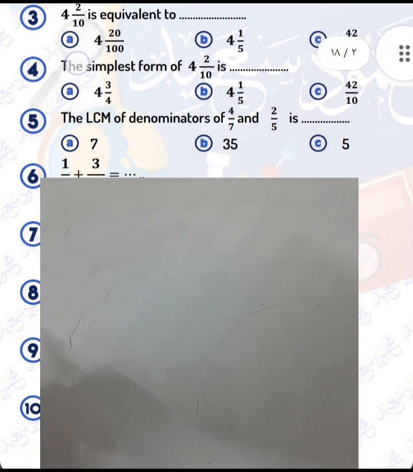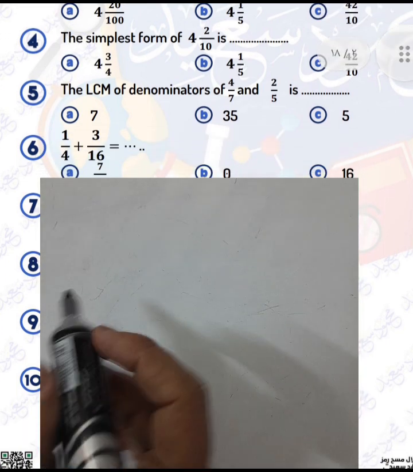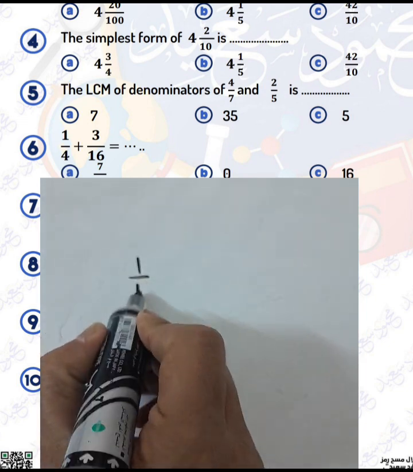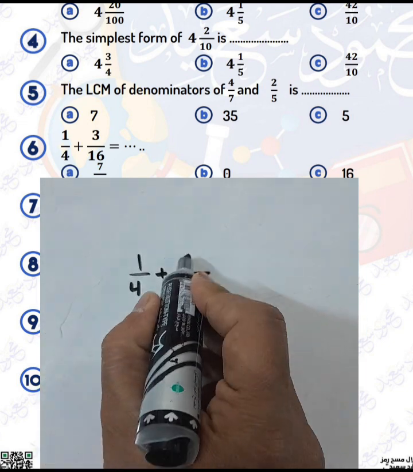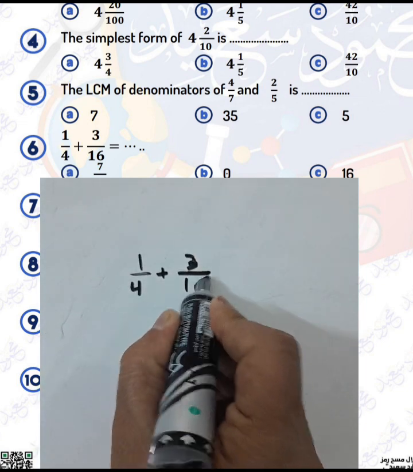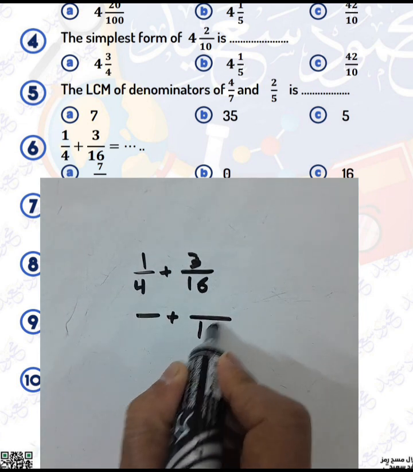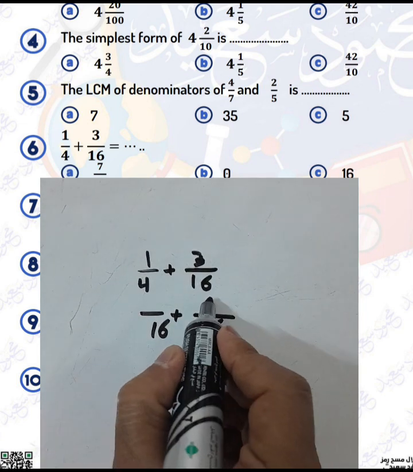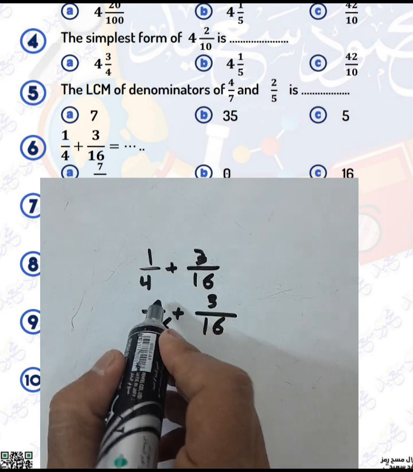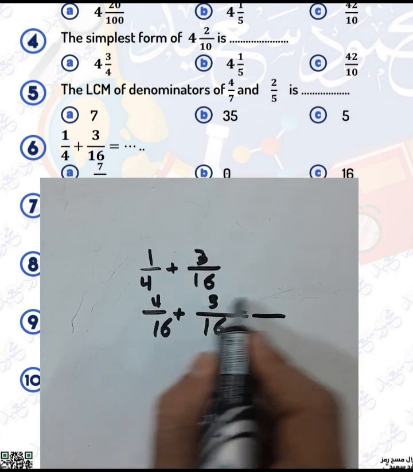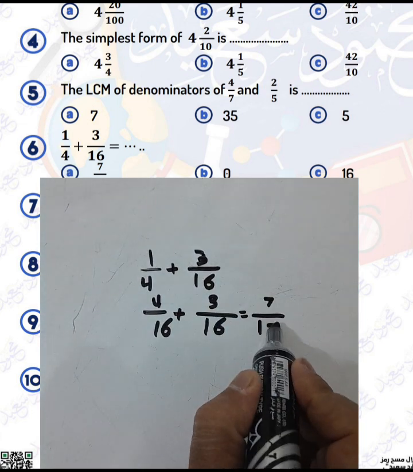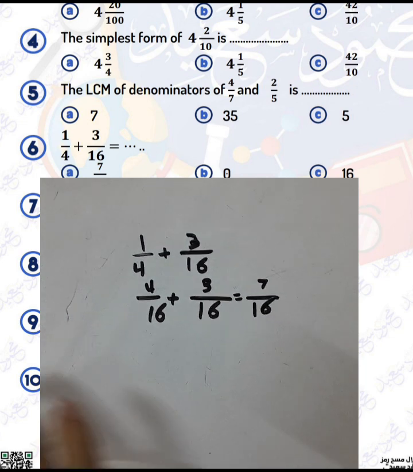Next question, number 6. 1 over 4 plus 3 over 16. We can write the least common multiple between the two denominators will be 16. 4 times 4 equals 16. 1 times 4 equals 4. Then 3 plus 4 equals 7. The result will be 7 over 16.